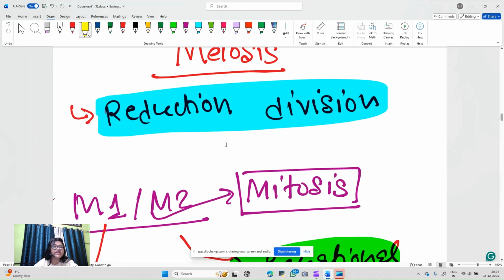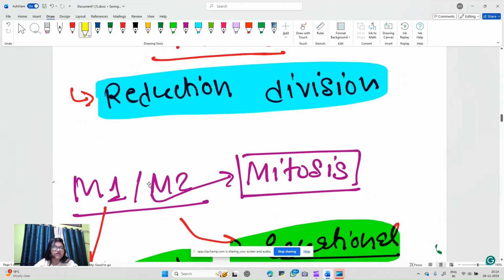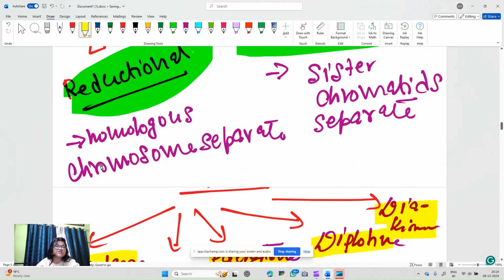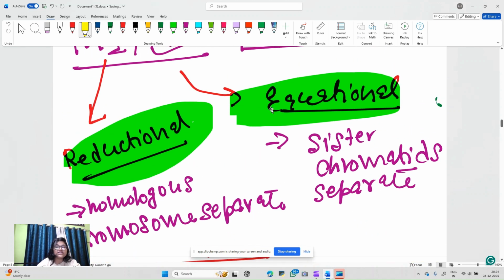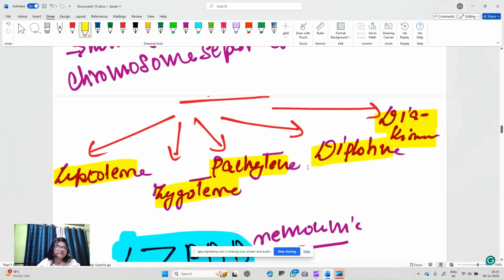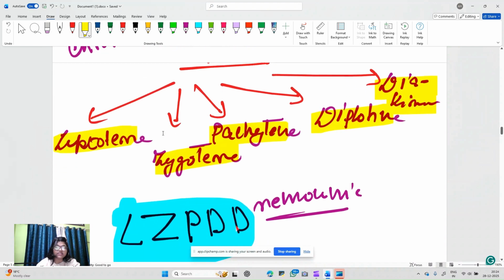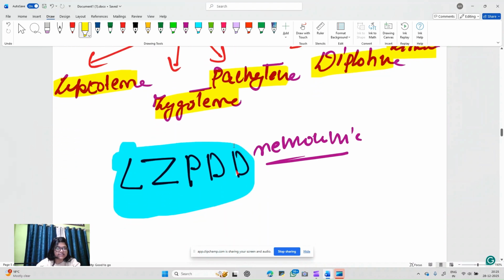Meiosis is a reductional division, with M1 and M2. In M1, all the reductional things happen, like homologous chromosomes getting separated, and in M2, the equational part, sister chromatids get separated. Prophase 1 of meiosis has leptotene, zygotene, pachytene, diplotene, and diakinesis, which is remembered by the mnemonic LZPDD.